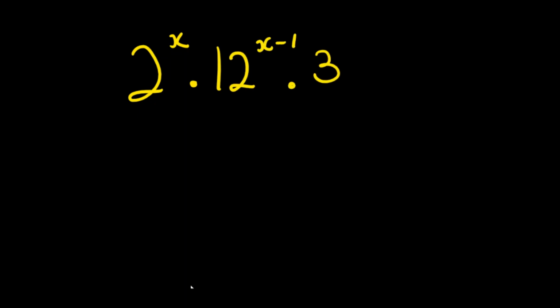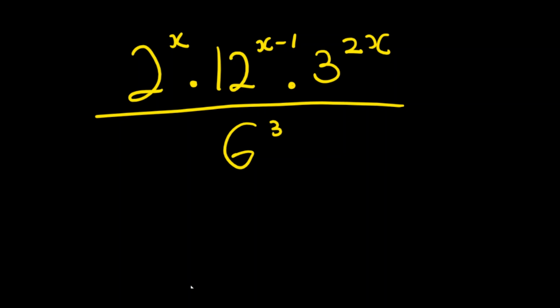Okay, so hi guys. In this video, we're just gonna be simplifying some exponents that are actually multiplying and dividing. Say we have 2 to the power of x multiplied by 12 to the power of x minus 1, multiplied by 3 to the power of 2x, divided by 6 to the power of 3x minus 1, right?